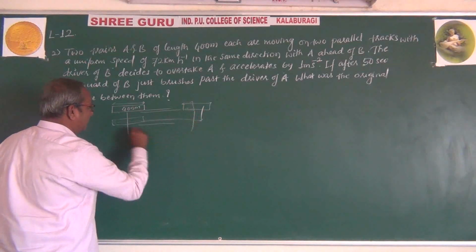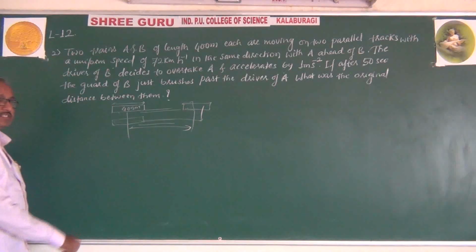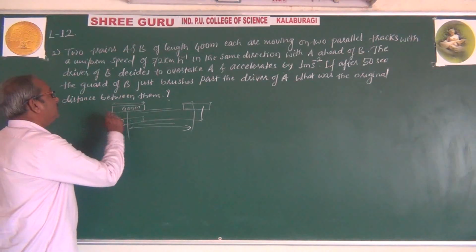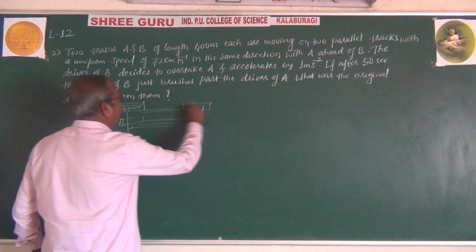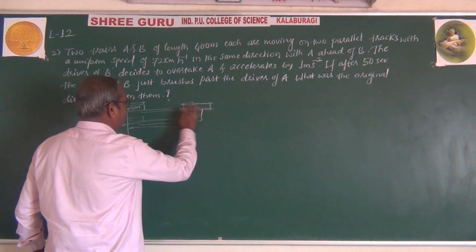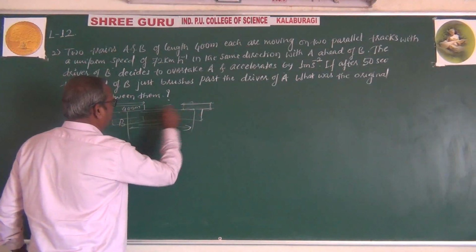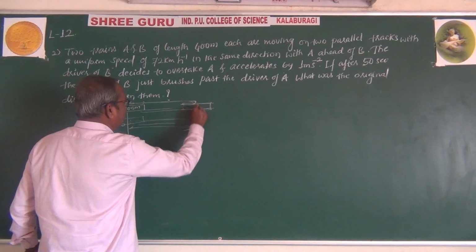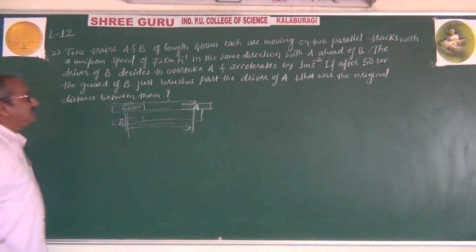We don't know what is the initial separation between them. The driver of B decides to overtake A and accelerates by 1 meter per second square. This is train B, this one is A. Already A is at some distance from B, and how much this distance is, we don't know. This is the original distance.